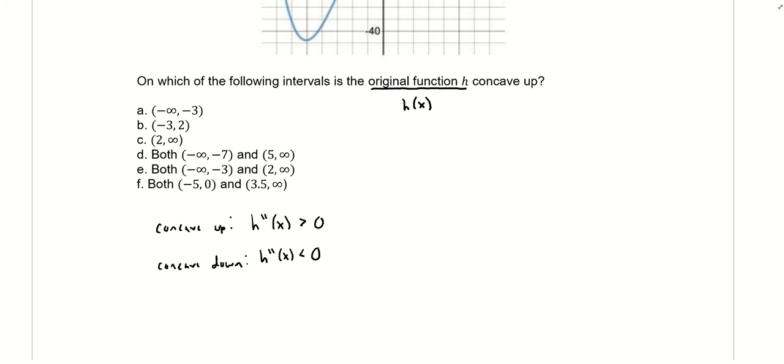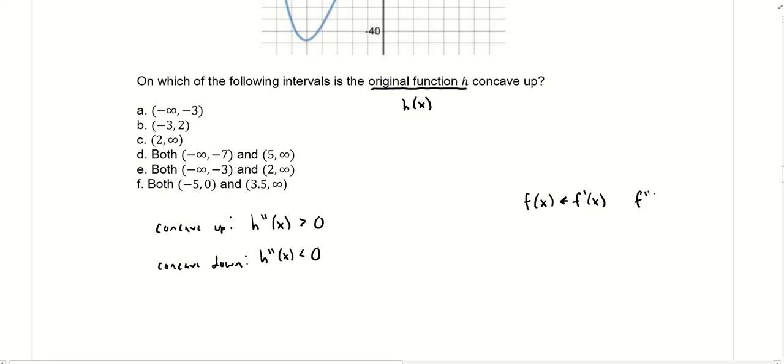Now here's where we make a very important conceptual link. When we think about a function, remember that its first derivative describes the instantaneous rate of change of that function. If we remember, just talking about some function, let's say f of x, we saw that if f of x is increasing, that means its first derivative is positive. If the function is decreasing, that means its first derivative is negative. And so essentially, for an original function, the first derivative describes its rate of change.